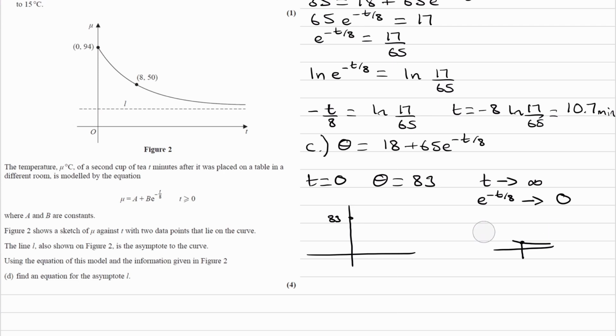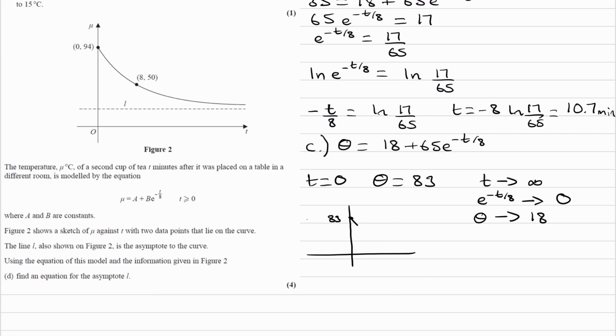And that then means that we will have theta approaching 18 as t gets bigger and bigger. So theta approaches 18. We know it's therefore not going to look like this because, well, that's not approaching 18, that's just going all the way down to negative infinity.